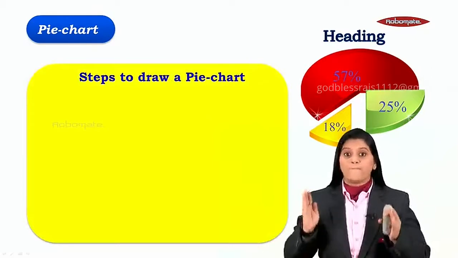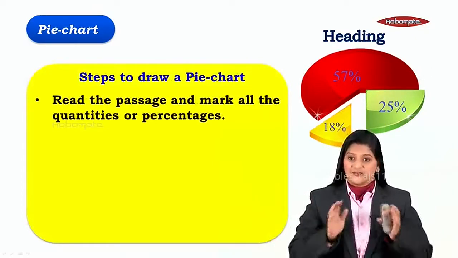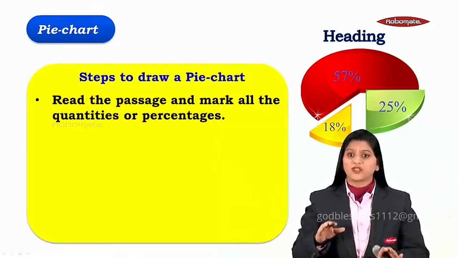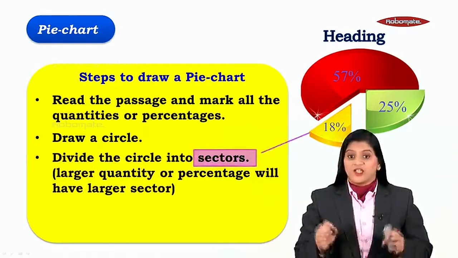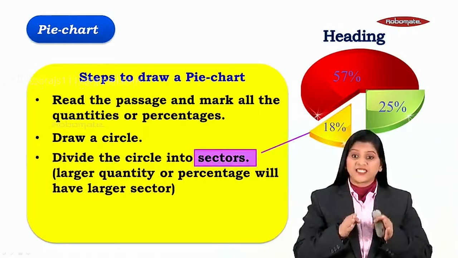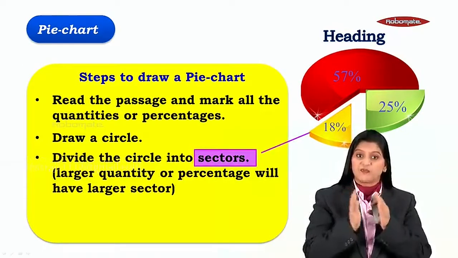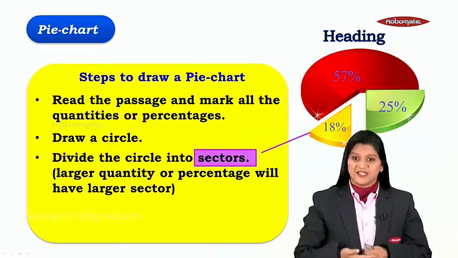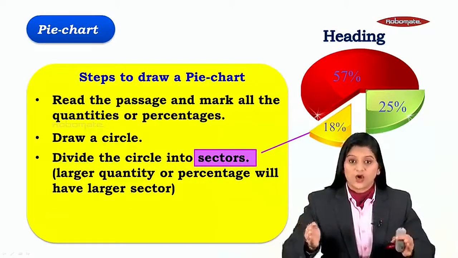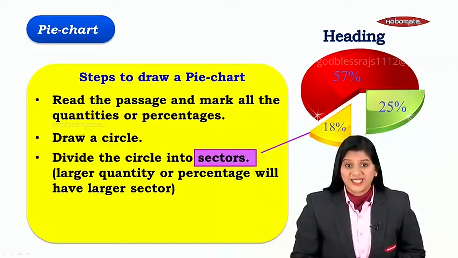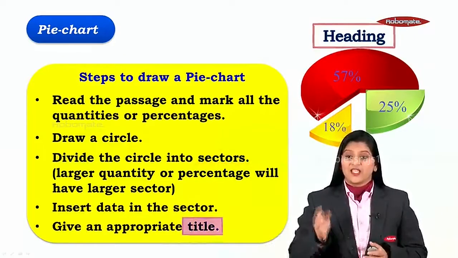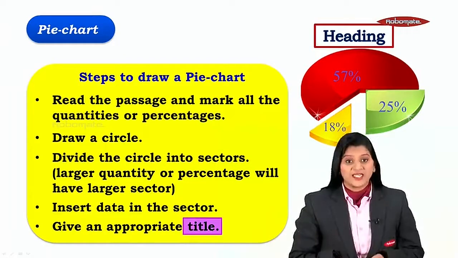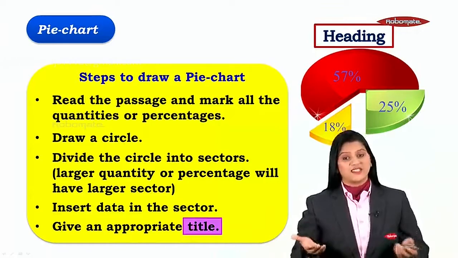Now, steps to draw a pie chart. First of all, read the passage and mark all the important quantities or percentages. Then draw a circle. Divide the circle into sectors. Do you see each part in the circle is a sector? Larger quantity or percentage will have larger sectors. Then insert data in the sector. Give an appropriate title at the end of it. So, these are the easy steps you'll have to follow to draw a pie chart.